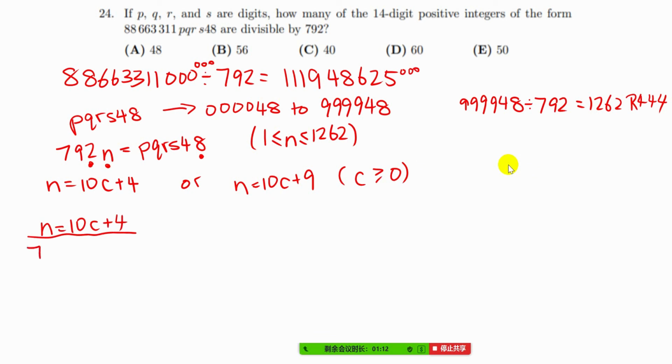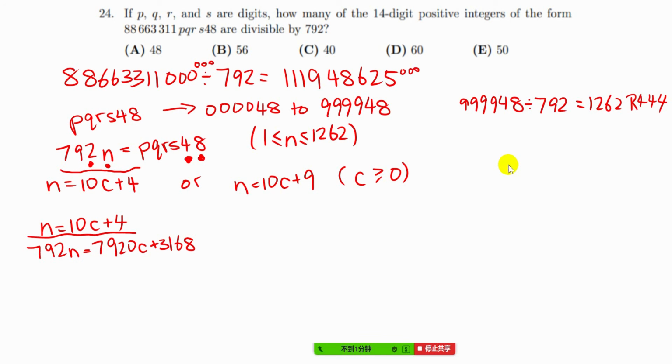This means that 792n would equal 7,920c plus 3,168, because n equals 10c plus 4, so 792n would equal that. And then we know that 2 times n would end in 8, so the ones digit would be an 8. We also need the tens digit to be a 4, so 792n has to end in 48.